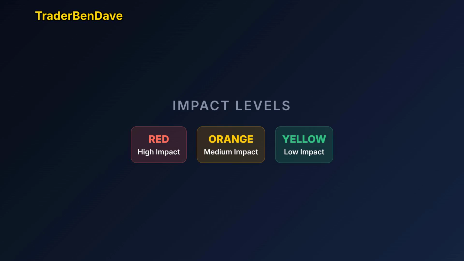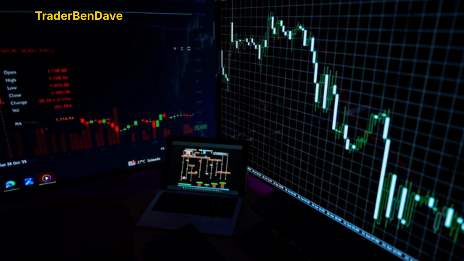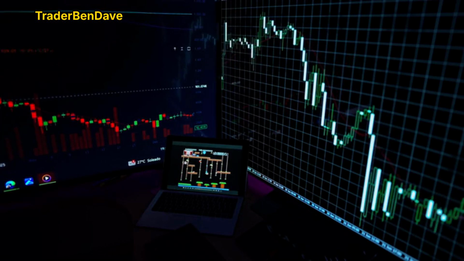Orange means medium impact, still worth watching, but usually less explosive. Yellow is low impact. Most traders can safely ignore these unless they specifically trade that data.